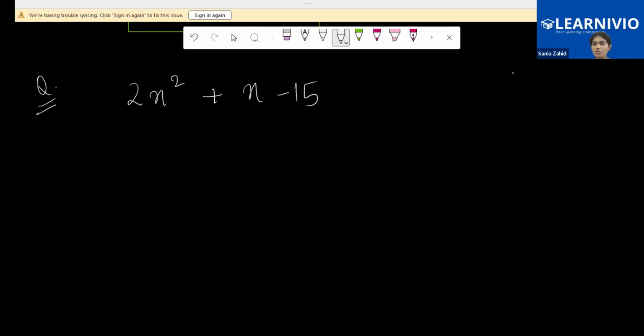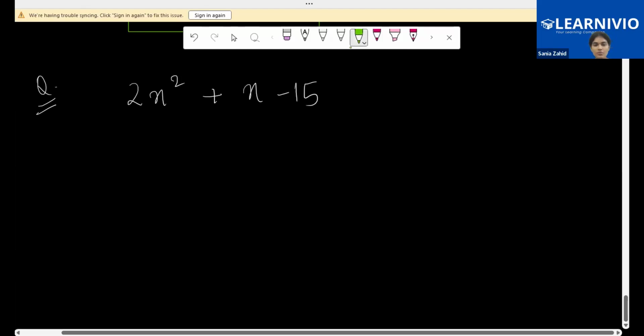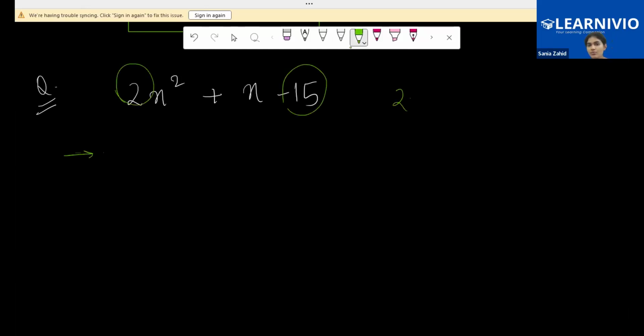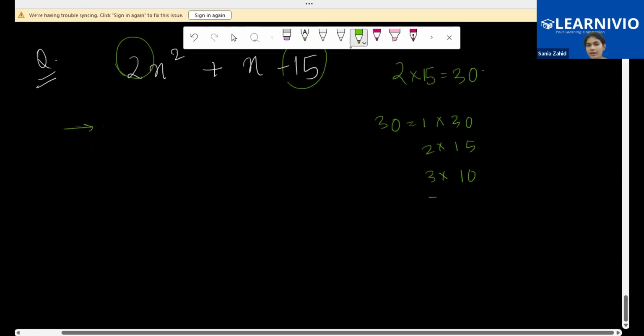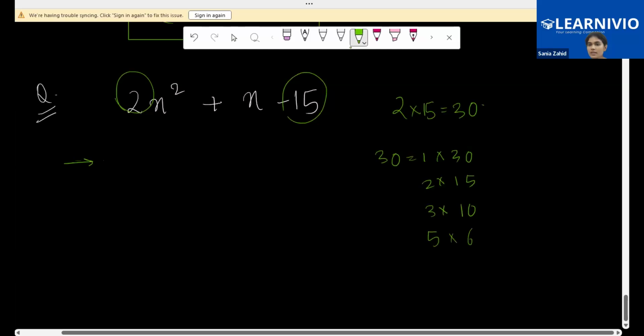Okay, good. So, children, now you can pay attention. 2x square plus x minus 15. First of all, I will take 2, the coefficient of x square, and 15. So 2 into 15 is 30. Now how can I break down 30? 30 can be written as 1 into 30, then 2 into 15, then 3 into 10, and then 5 into 6, 6 into 5. Right? So which of the two factors will I take?